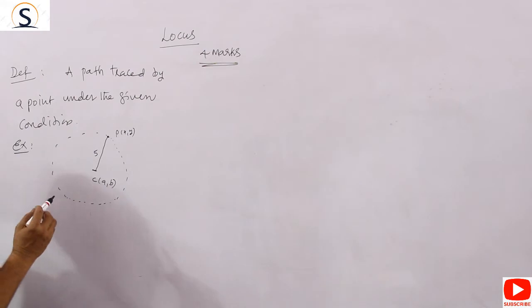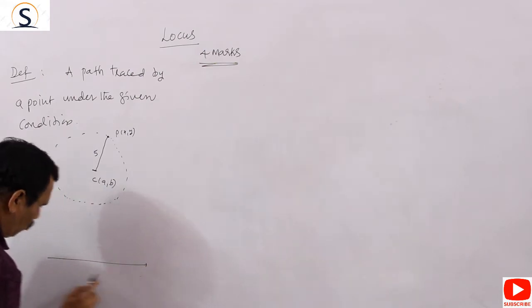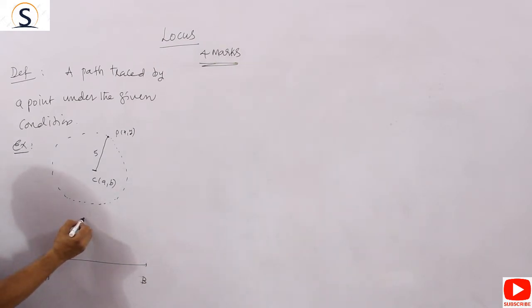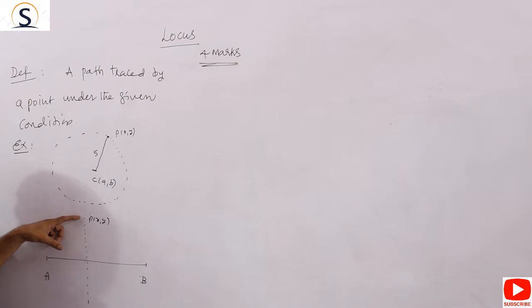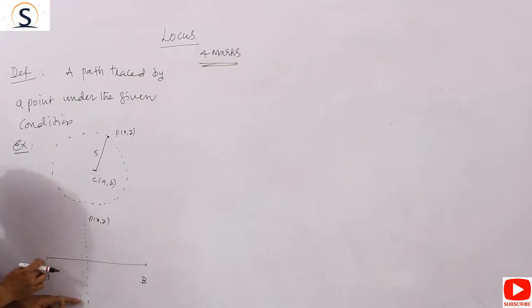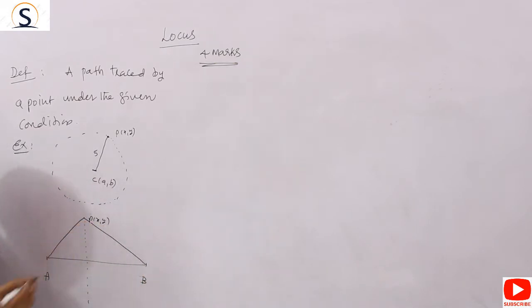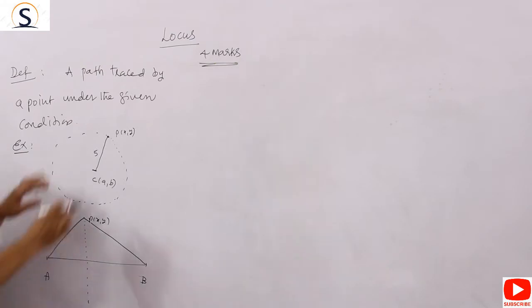So, I will be taking another example. See here, there are 2 points A and B. One point or the set of points are equidistant from the 2 points A and B. Here is a point P of x comma y. The set of all points, whatever point you take on this path, that is equidistant from A and equidistant from B. That means PA is equal to PB. Then the path P is moving like this. So, in this case, it is a straight line. In this case, it is a curve.